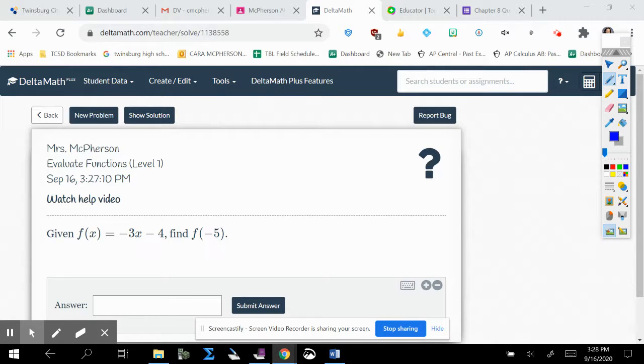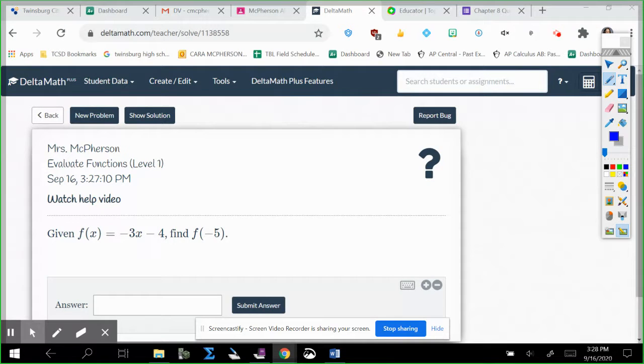What you're going to notice, and I'm going to try to mark this up a little bit, is this is the name of your function, f of x, and we have an equation that it represents, negative 3x minus 4. And then this right here, when it says what is f of negative 5, that is the number that we are plugging in for x.